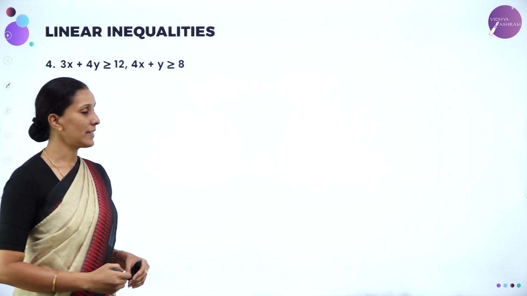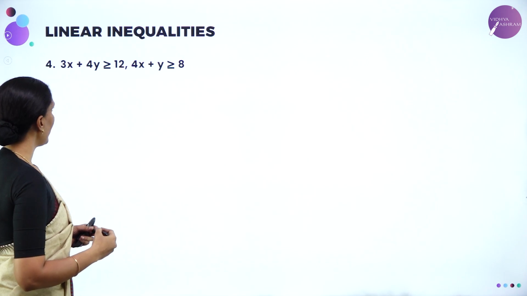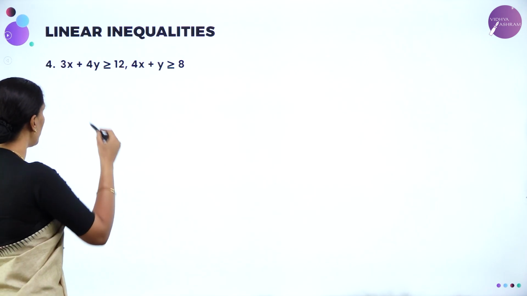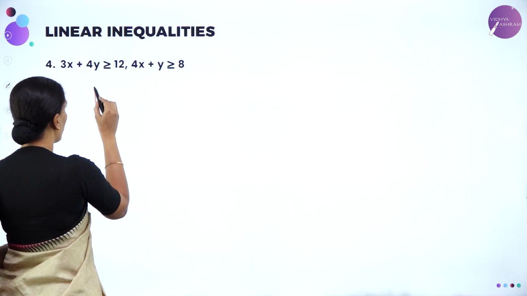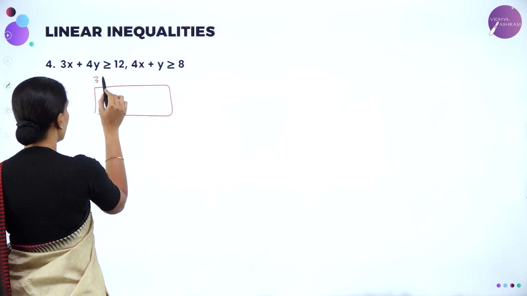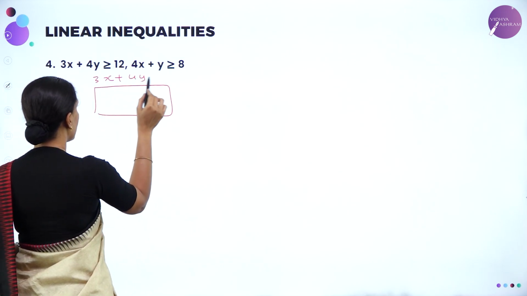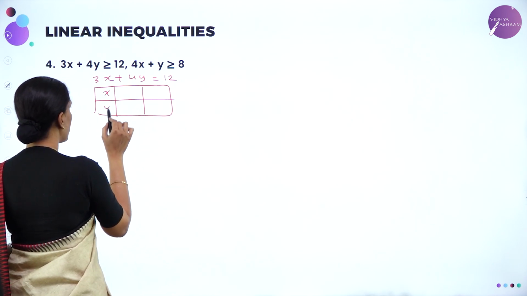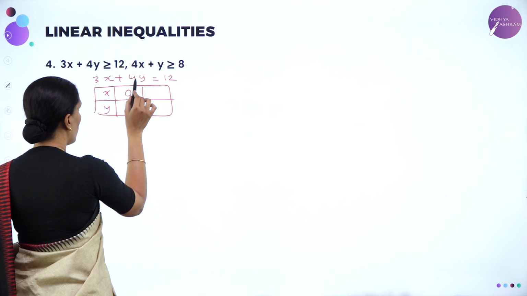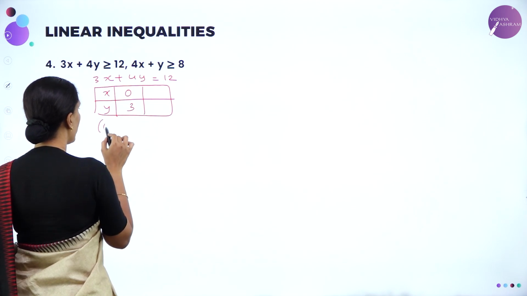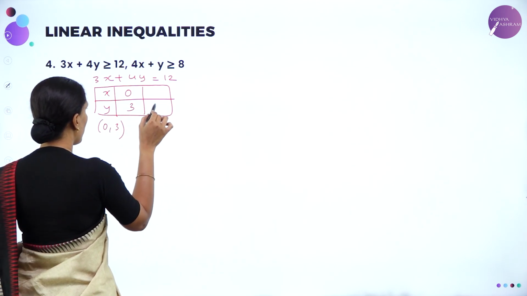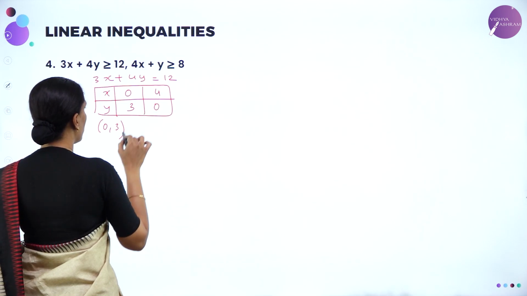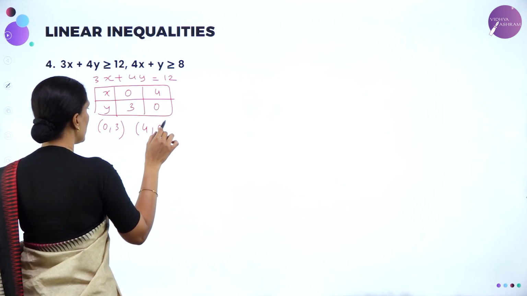We'll take one more example. 3x plus 4y greater than or equal to 12. 4x plus y greater than or equal to 8. So for 3x plus 4y, we'll consider the equation as equal to 12. So let's find the coordinate points. If you take x as 0, y is 3, so the point is (0, 3). And if you take y as 0, x is 4, so it is (4, 0).